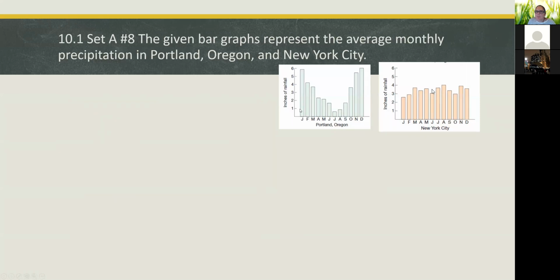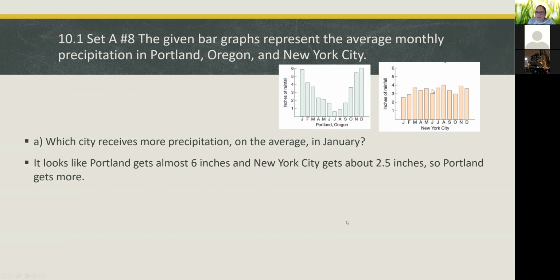Next, we have some bar graphs to represent the average monthly precipitation in Portland, Oregon, and in New York City. So the first question asks, which city receives more precipitation on the average in January. So I noticed that Portland in January gets almost 6 inches, whereas New York City gets about 2.5 maybe. So I would say Portland gets more in January.